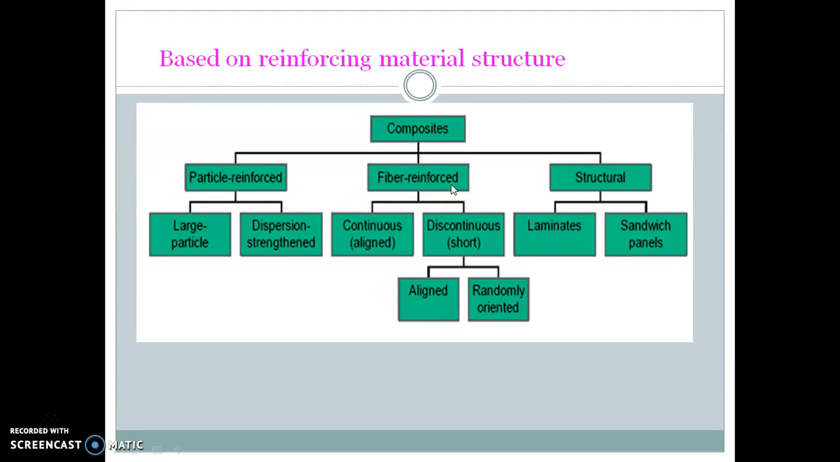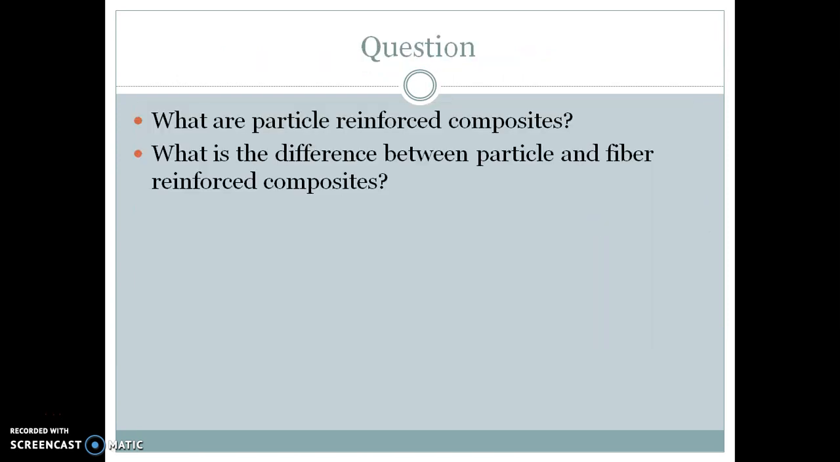In fiber reinforced composites, we take fibers like natural fibers, which can be extracted directly from nature, as we were using in previous days. Those are called fiber reinforced composites. They may be short or long. Discontinuous fiber reinforced composites are again categorized into random order and aligned oriented order. Structural composites are nothing but sandwich panels and laminates.